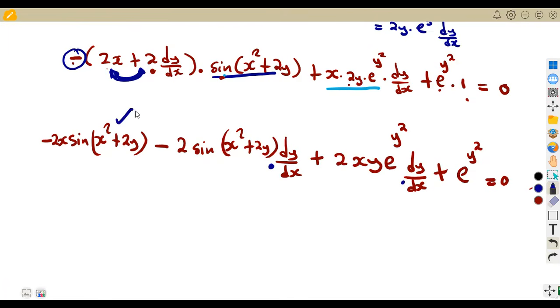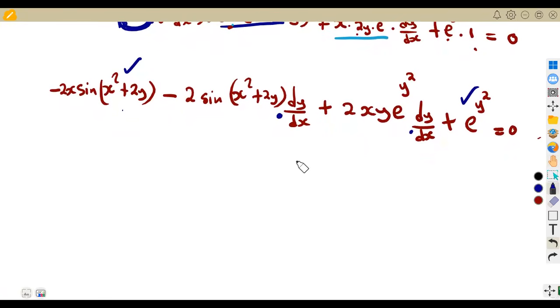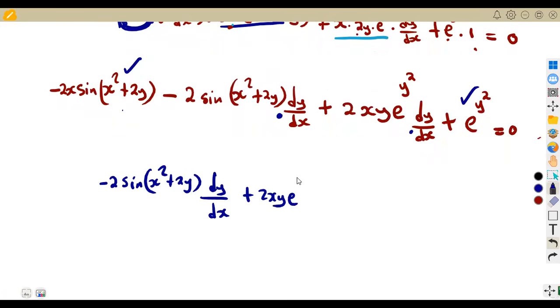So we can transpose these two terms to the other side of the equation, depending on the way that you want to have your answer. So we can choose to transpose these terms to the other side or dy/dx to the other side. It's up to you on how to transpose this part, all right? But what we want is to remain with this term and this term, all right? So here I can just choose to factor, to leave this part, minus 2 sine x squared plus 2y like this, dy/dx with this part of 2xy e to the exponent of y squared, that is dy/dx like this.